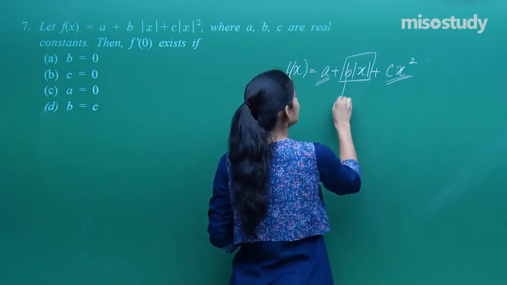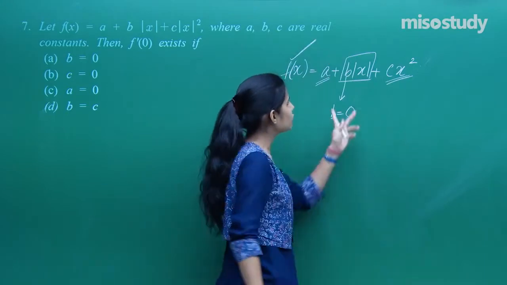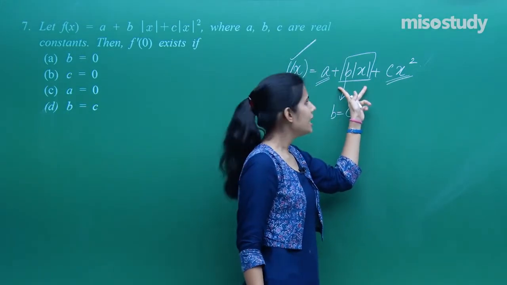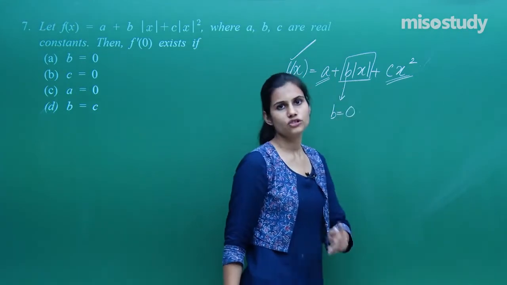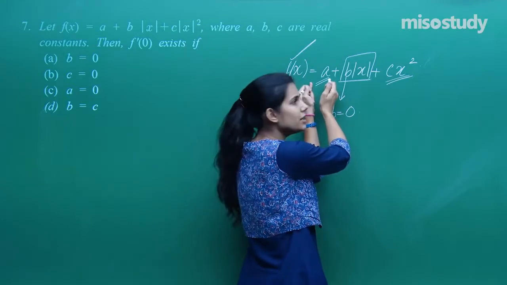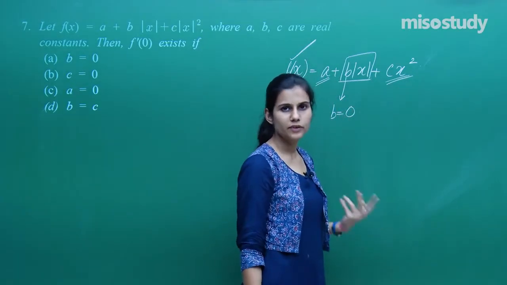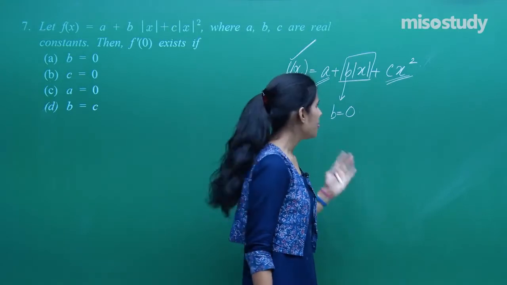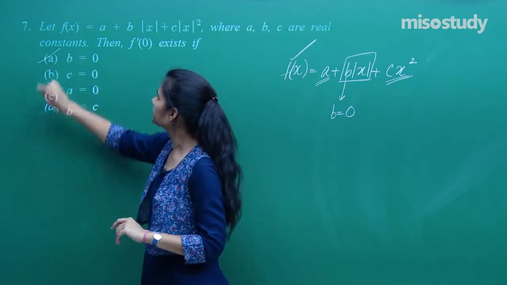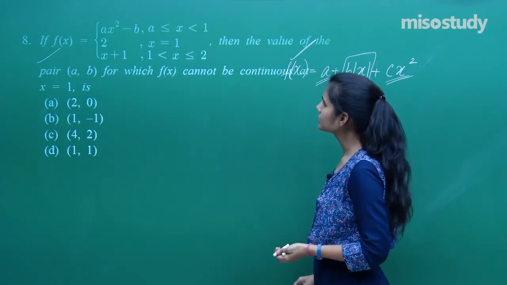If this constant b is equal to 0, then this particular expression vanishes from the definition of my function f, and therefore my function becomes differentiable at x equals 0, because a constant function is always differentiable, and a polynomial function is always differentiable. Sum of differentiable functions is differentiable. Clear? Therefore, b should be equal to 0 for f'(0) to exist. Conceptual question. Moving to the next.